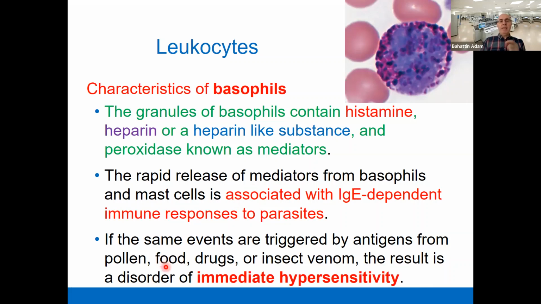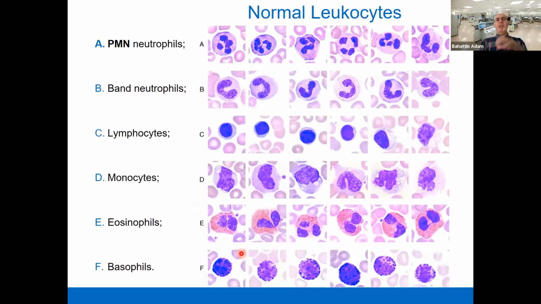If the same events are triggered by antigens from pollen, foods, drugs, or insect venom, the result is a disorder of immediate hypersensitivity, known as allergic reactions, which develop quickly after a second encounter. Now you see the structure of white blood cells.